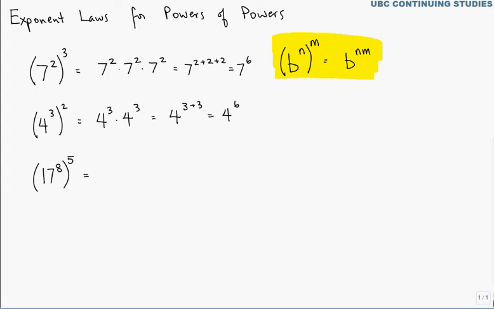Something like 17 to the power 8 raised to the power of 5. You'd never ever be required to calculate something like this because it's such an enormous number, or evaluate something like this. But to write it in a simplified exponential form would be quite common. So the two exponents are 8 and 5. Multiply them together and you get 17 to the power of 40.